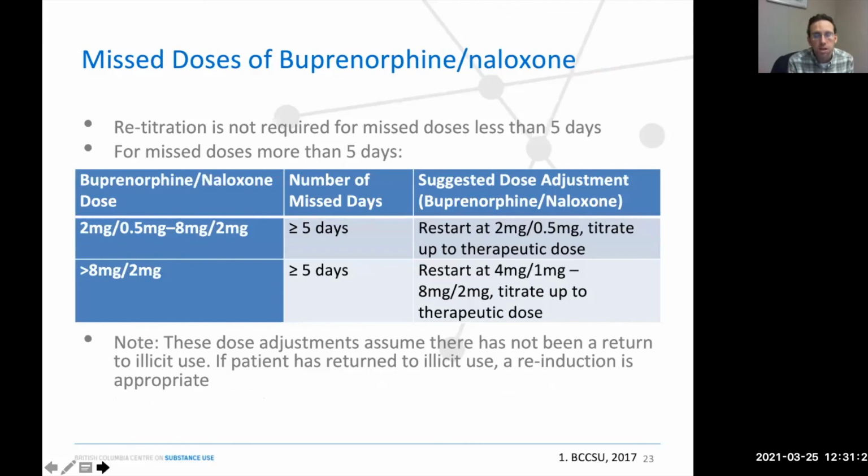Missed doses. This is the official guidance for missed doses. If you've missed more than 5 days, generally we restart people. If they've been at a high dose, you don't start them all the way at 2 milligrams. If they're on a low dose, you can start them at 2 milligrams. But the more important thing is, have they been using in between their missed doses? If they haven't been using within their missed doses, then you can usually just restart them quite quickly on buprenorphine. If they've been using, and especially if it's been 4 or 5 days or more, then you might have to do a reinitiation. Next slide, please.